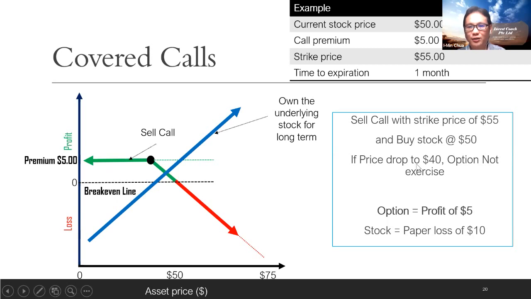Assuming now that the current stock price is $50, you buy the stock at $50. Then after that, you sell the call at $5 with a strike price of 55. That means people can actually buy the stock from you at $55. Down here, sell the call with strike price of 55, buy the stock at $50. If the price drops to $40, the option will not be exercised. You make a profit of $5 from the option, and for the stock, you actually lose $10.